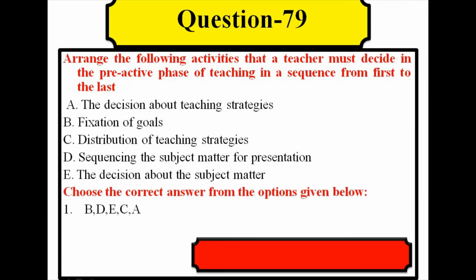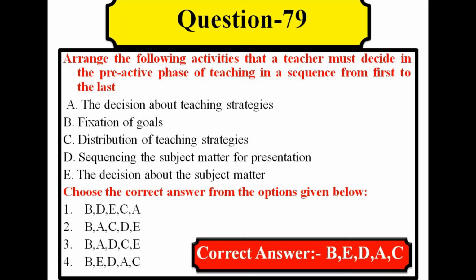Choose the correct answer from the options given below. B, D, E, C, A. B, A, C, D, E. B, A, D, C, E. B, E, D, A, C. Correct answer: B, E, D, A, C.